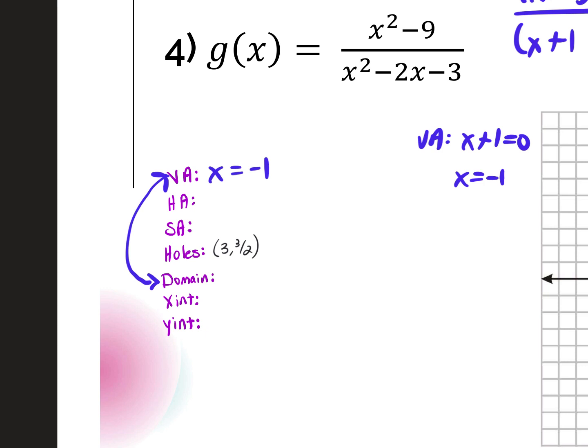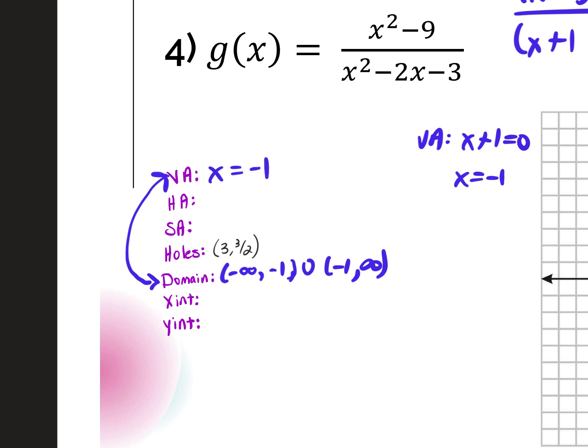What's my domain? Okay, negative infinity to negative 1, union. All right, you want to say negative 1 to infinity? Okay. We might revisit it. We might not. We'll see.